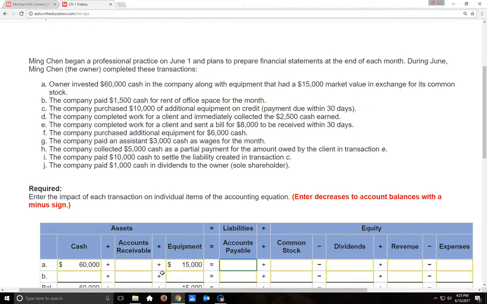Therefore, for our balance sheet to be in balance, the total of these assets must equal the total of the claims on these assets, and there's only one type of claim. That's the stockholder claim. In this case, it's common stock, part of stockholders' equity. So stockholders' equity or common stock would increase by $75,000.